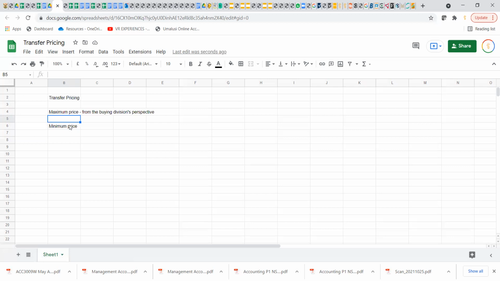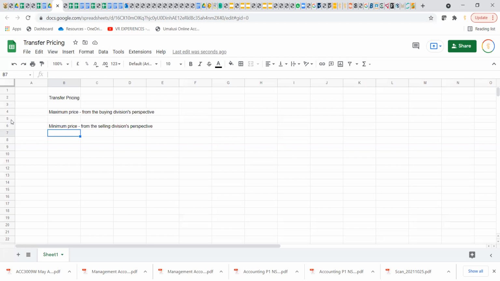Similarly, the minimum price is from the selling division's perspective. The selling division wants to know what is the minimum price they're willing to accept. So this is the selling division. What is the minimum price they're willing to accept that will make them satisfied? So that is basically what we're going to be covering. Now, the minimum price is the one that can lead to 8 to 10 marks. The maximum price is like 4 max, so probably like 2 to 4 marks.